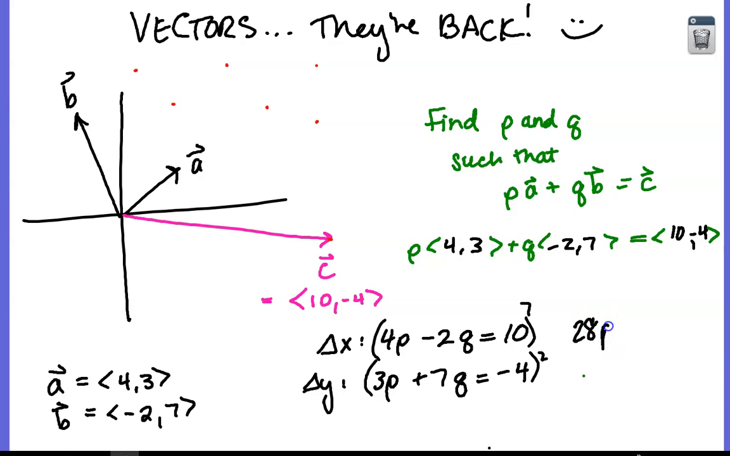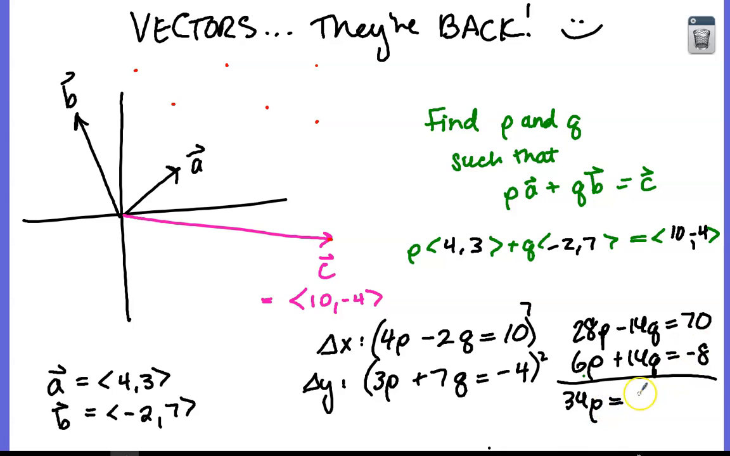So I've got 28p, they don't always come out nice. So I've got 28p minus 14q equals 70. And then times 2, 6p plus 14q, that was the whole point, equals negative 8. So let's see what we've got here. We've got 34p equals 62. So then I'm going to go ahead and do 62 divided by 34. I'm going to leave it as a fraction, as you should. And so I end up with p would have to be 31 over 17.